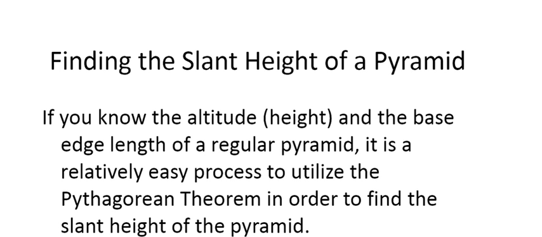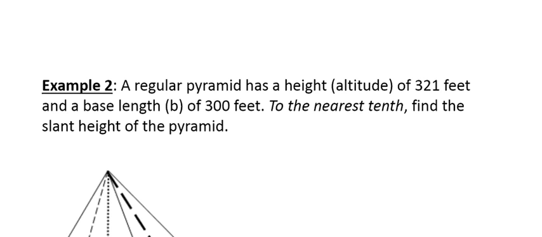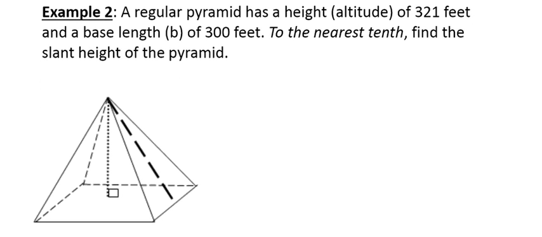In the previous example, they gave us the slant height of the pyramid, but sometimes they won't be quite that nice. However, if we know the altitude or the height of the pyramid, and we know the length of one edge of the base, it's a pretty easy process to use the Pythagorean theorem to find the slant height of the pyramid. So let's go ahead and take a look at what this might appear like in an example. Like the first problem, we've still got a regular pyramid.